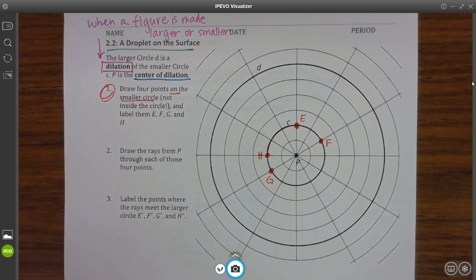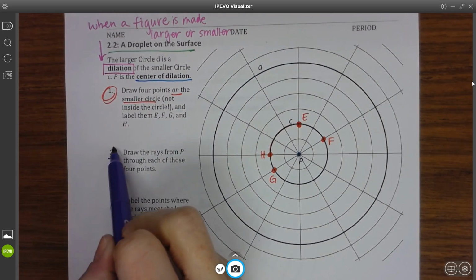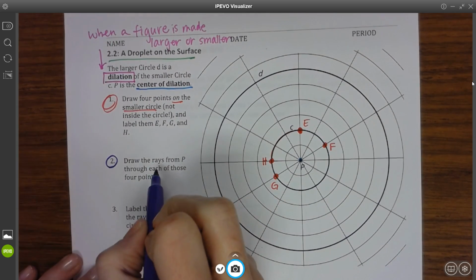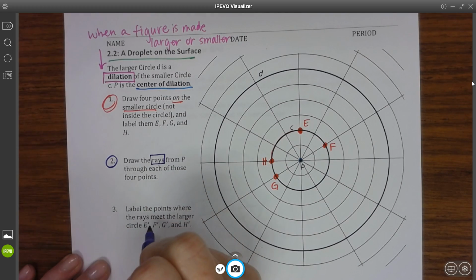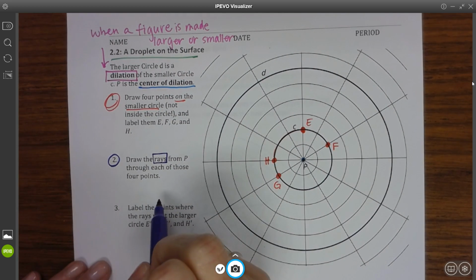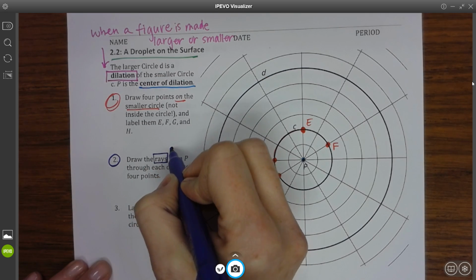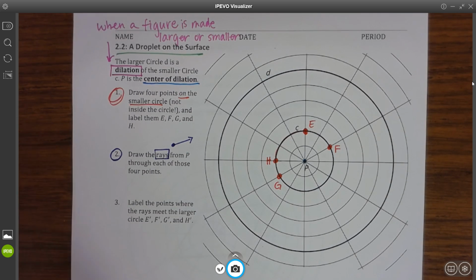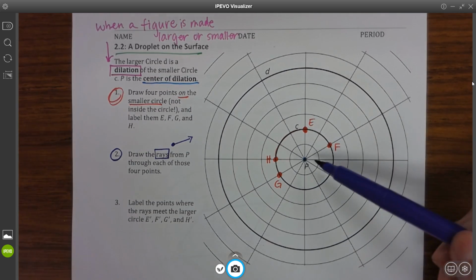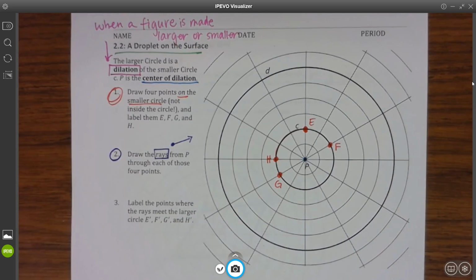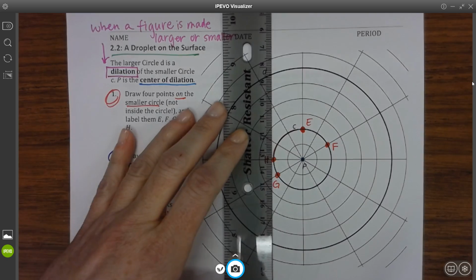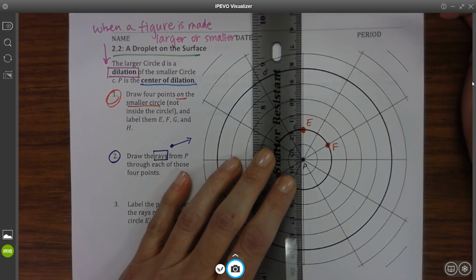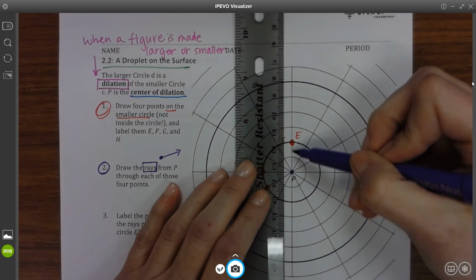Number 2 says, draw the rays from P through each of the 4 points. A little side note, just so we remember, a ray has a point and a line that goes on forever. So draw the rays from P through each point. You're going to take your ruler. You cannot be sloppy with this. Do not freehand this. Use a straight edge. So we're going to line up from P through E.